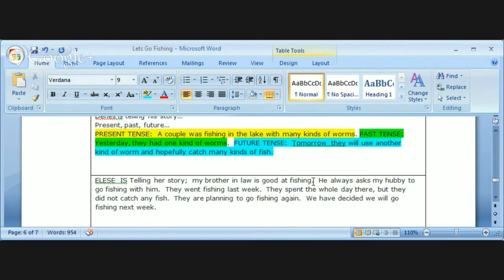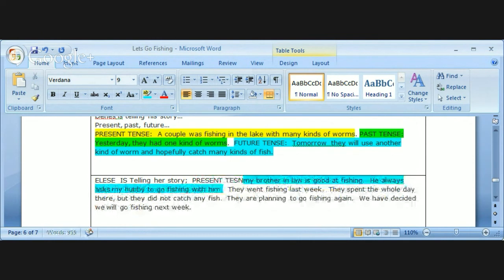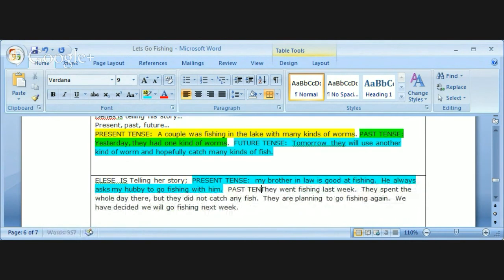So my brother-in-law is good at fishing. That could be present, but we'll see. He always asks my husband to go fishing with him. Okay, that could be present. They went fishing last week. This is going to be past. They spent the whole day there, but they did not catch any fish, so that's past tense. They are planning. Okay, this is future.